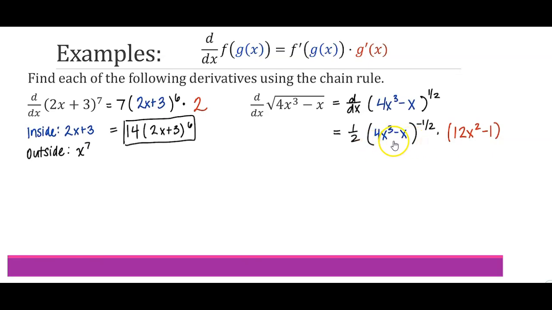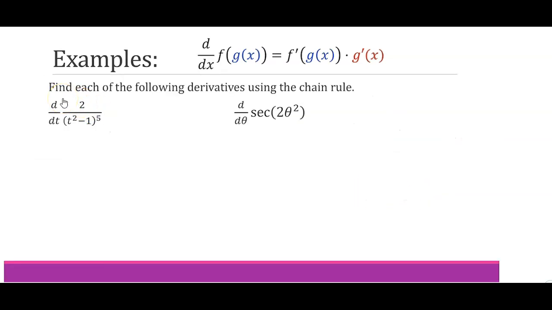So now here we have our derivative, but it's not quite simplified yet. So let's go ahead and simplify this. The 12x squared minus 1 stays in the numerator, but the 4x cubed minus x to the negative 1/2 will move to the denominator. Notice that I rewrote the exponent of 1/2 after it moved to the denominator back into its square root form, and I kept the 2 in the denominator as well.